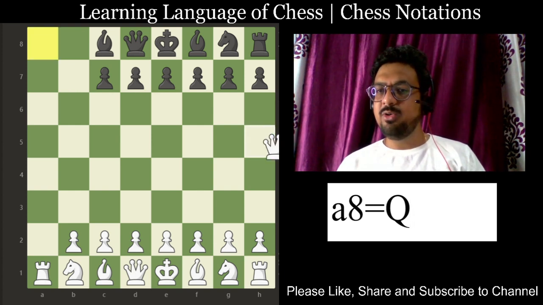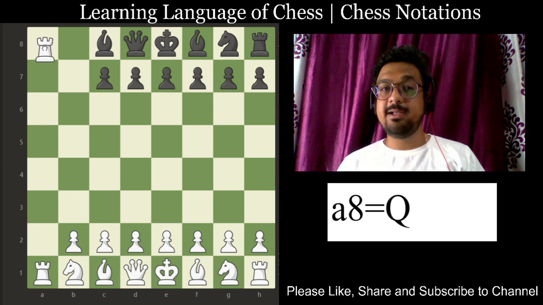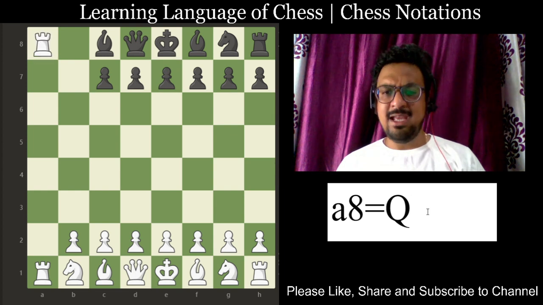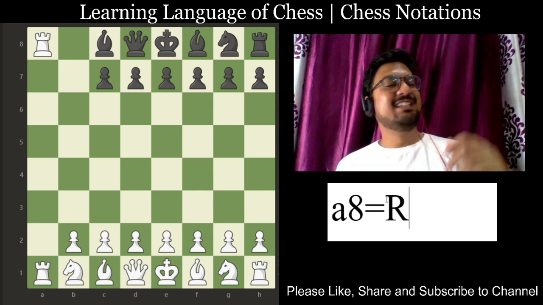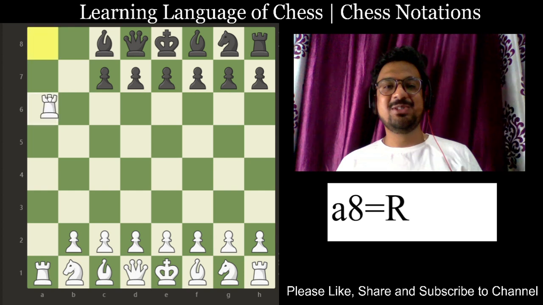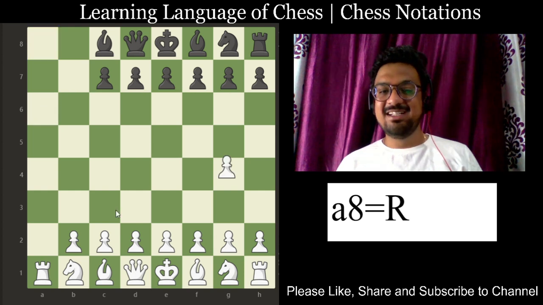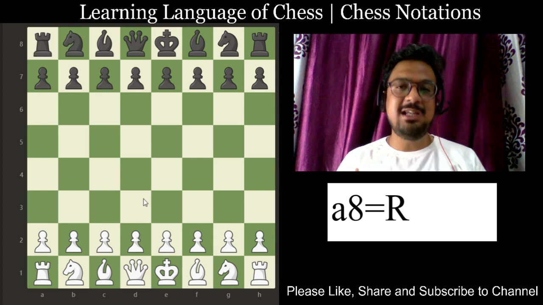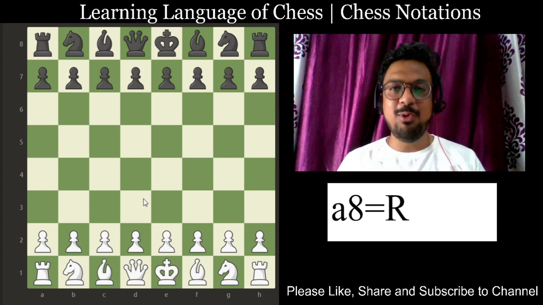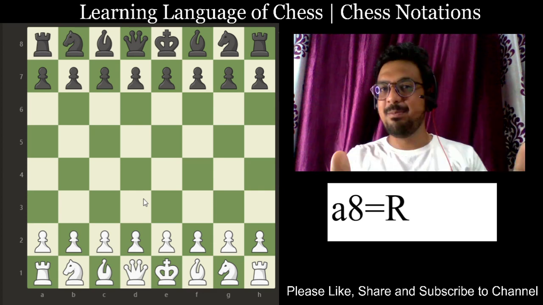Suppose you decided not to promote it into a queen but into a rook. So how will you write it? Same. a8 equals, what is the nickname of rook? R. That's perfect. So now that you have learned the language of chess, you are good to go and learn chess from the basics through various videos, books, and online sessions. You are just set for it perfectly.